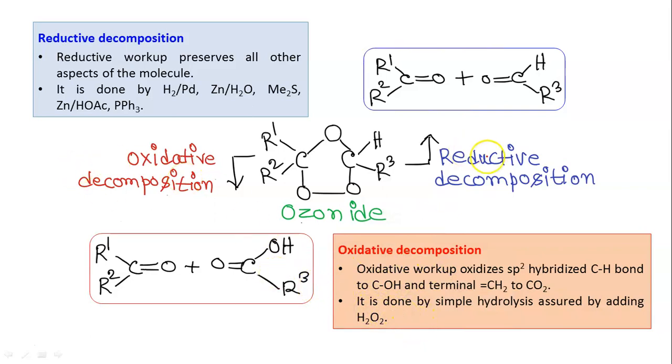In reductive decomposition, from this part we get carbonyl, and from the other part also we get carbonyl. But if it is oxidative decomposition, when R1 and R2 are on the left hand side, we get the same compound as in reductive decomposition. But when hydrogen is present, that is, a CH bond is present, then instead of getting carbonyl, that is only a CO bond, we get COOH. So oxidative workup oxidizes the sp2 hybridized CH bond. Why we are calling it sp2 is because initially it is a CC bond. That is, initially if we write the structure, it will be like this.